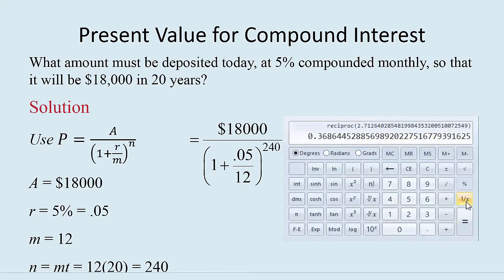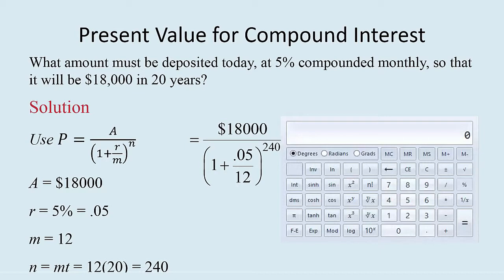We're going to take 1 over that, the reciprocal, and multiply it by the numerator, 18,000. This just helps us not have to retype the value and avoid round-off errors. So we get $6,635.60. Now let's see if we can get the same result, $6,635.60, typing the expression in using some parentheses.